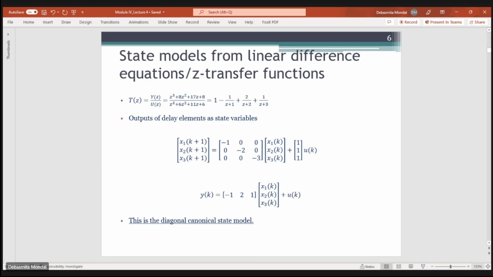So similarly, let's take another example. Here you have the transfer function in terms of z that is given by this. Okay, so what we are doing here is expressing this as a summation of partial fractions. So this can be expressed something like this: you have 1 minus 1 by z plus 1, plus 2 by z plus 2, plus 1 by z plus 3. So you factorize this and you get this equation.